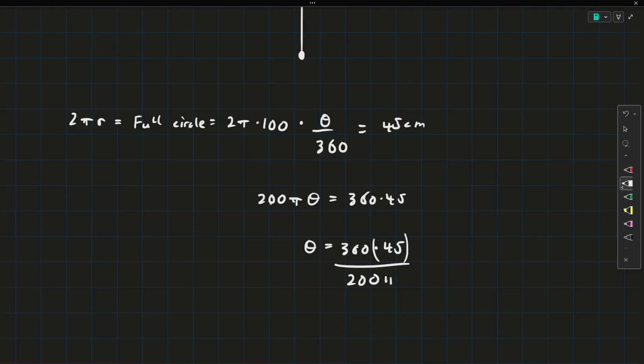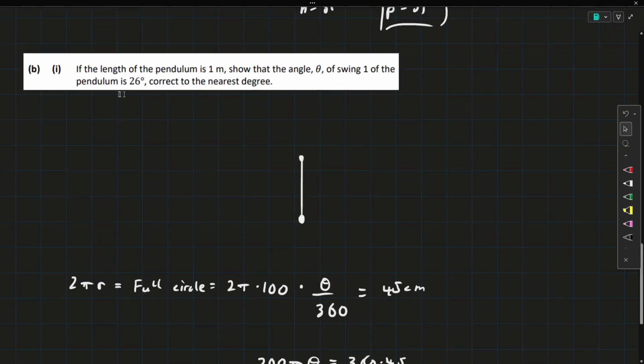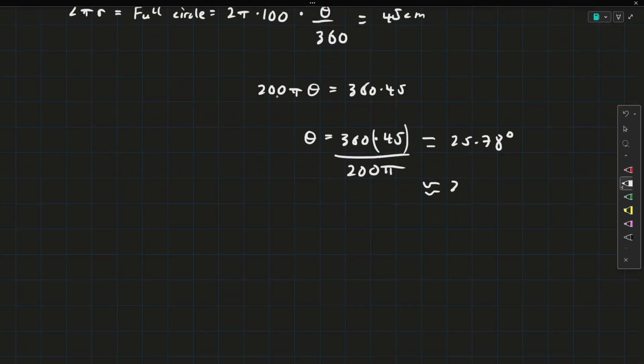divided by 200 pi. And you can just put that into the calculator, and you'll end up getting about 25.78 degrees. And I'm assuming it says, yeah, to the nearest degree it's 26. So this is roughly equal to 26 degrees. And that's what the question asked us for.